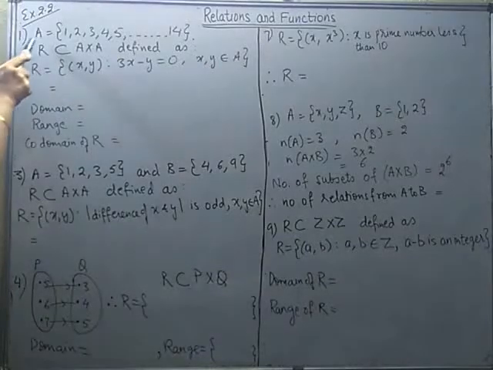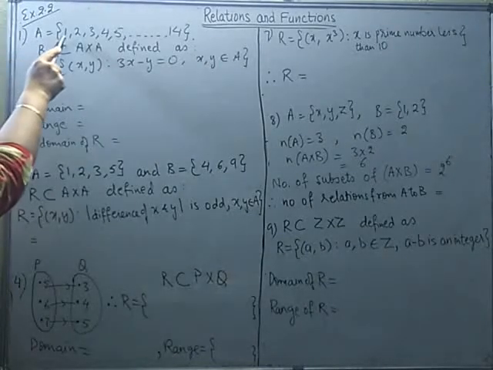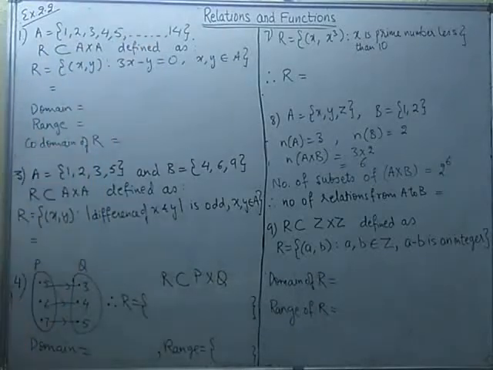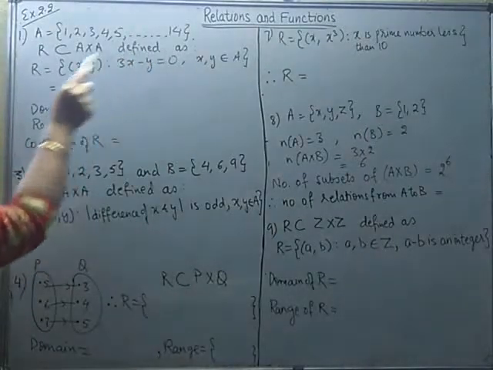First one is about a set A which consists of natural numbers from 1 to 14. And the relation is defined on the set A. That means the first set is also A, second set is also A. So relation is to be defined from A to A. That means relation R is a subset of A cross A. And this is how it is defined.